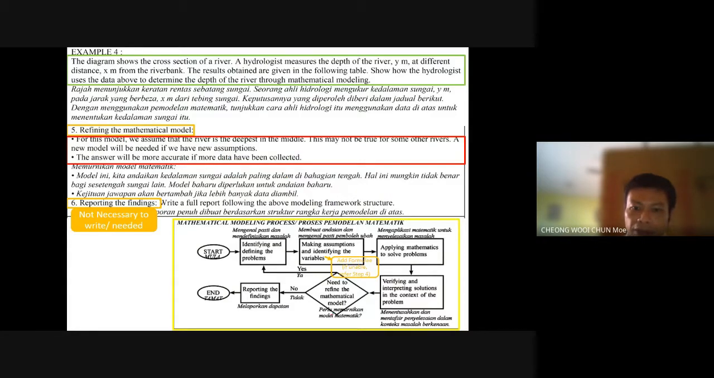Then after step five, we proceed to step six, reporting the findings. Nothing to report because we already found the equation. So that is example four. We proceed with example five.